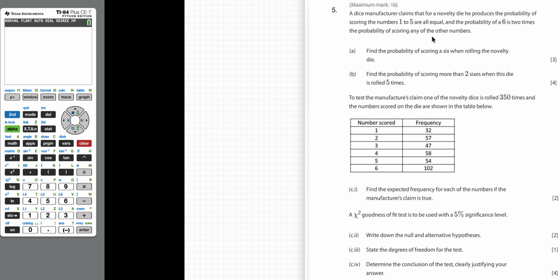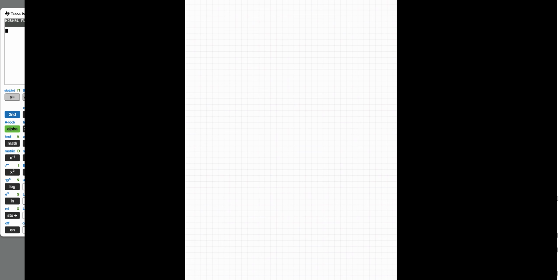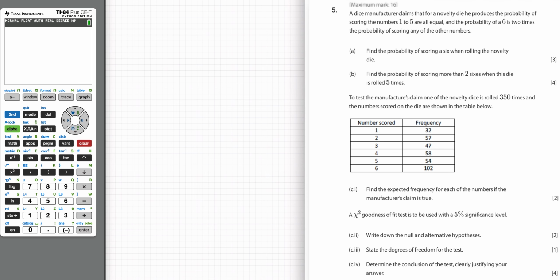So this is the first part of the question, part A. And we know that each of the probabilities from 1 to 5 are the same. So if I think about it as a score and the probability that that score happens, I can get 1, 2, 3, 4, 5, or 6 on my dice.